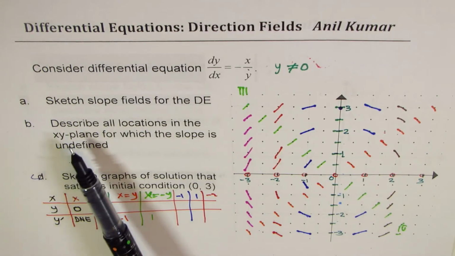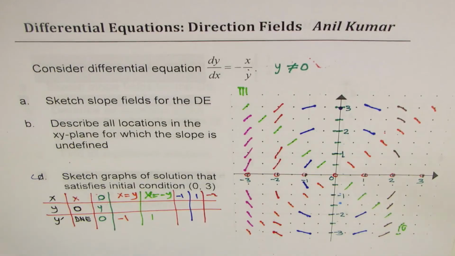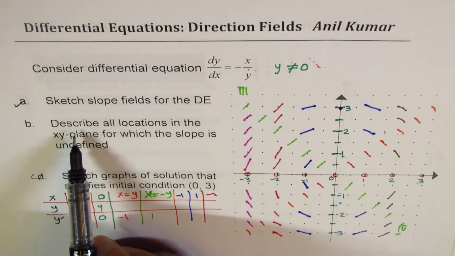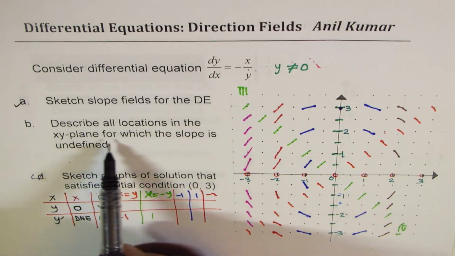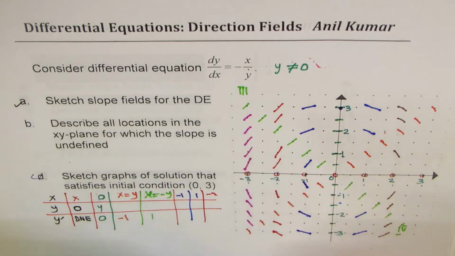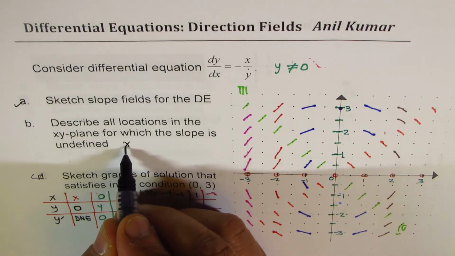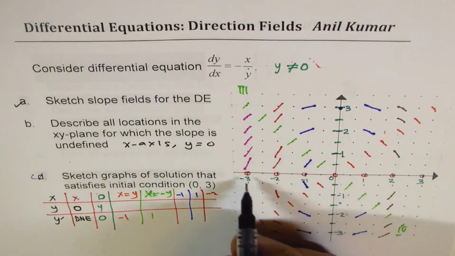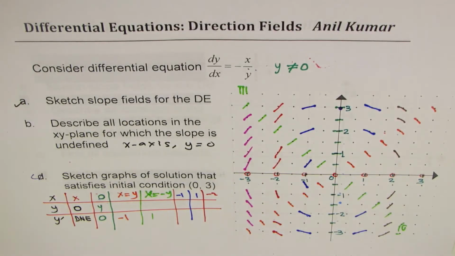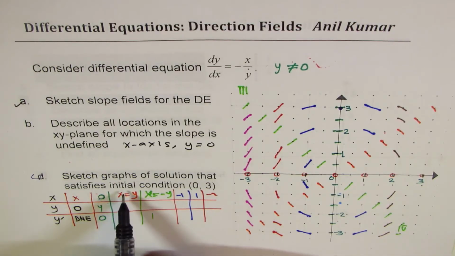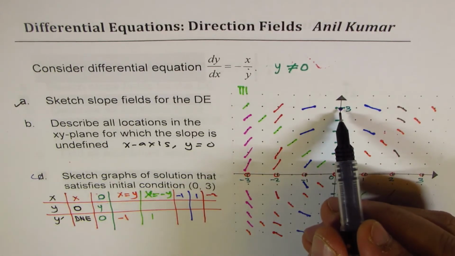Now let's get to part B. We have done part A, that is sketching the slope fields. Describe all locations in the xy plane for which the slope is undefined. So it is undefined on the x-axis where y equals 0, right? We just filled that up with holes here. C. Sketch the graph of the solution that satisfies initial condition (0, 3).